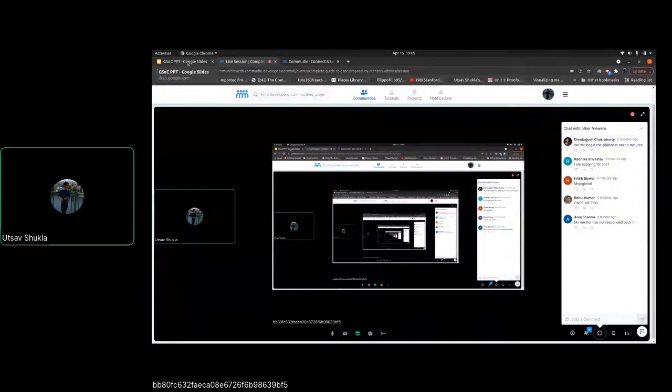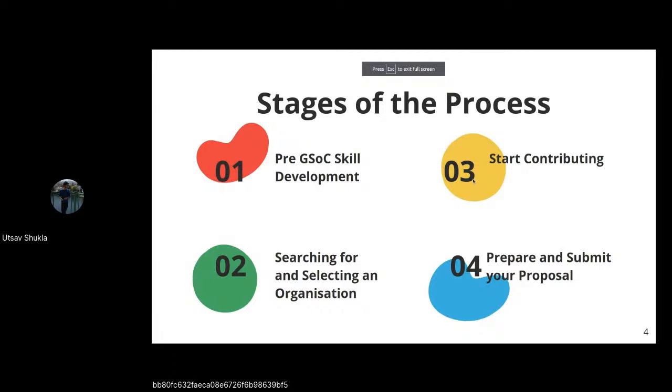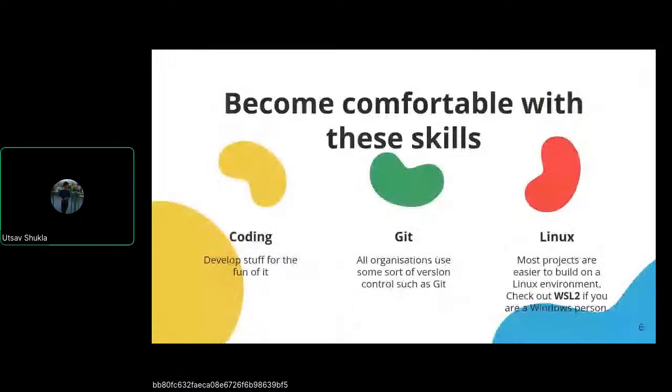I think I'll just continue. So we'll go to each of these stages one by one. First is pre-GSoC skill development. These three are the most essential, and I think even without GSoC, every developer should know them.